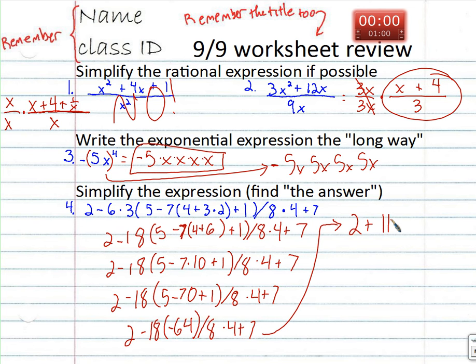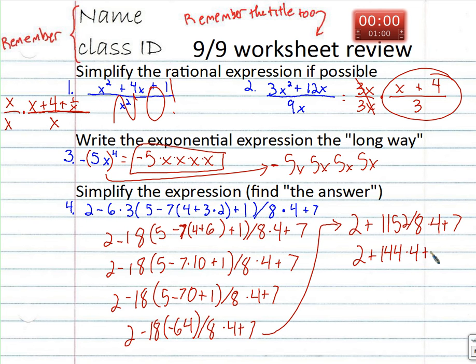It's positive because it's negative times negative, right? So we got a positive, then divide by 8, and then times 4 plus 7. What's next? Divide. Divide, for our agreement. We get 144.